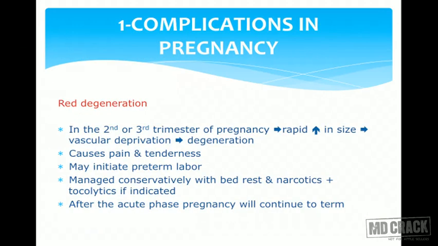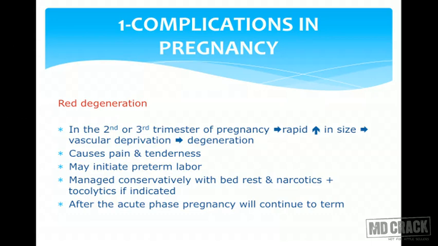Now, what are the complications of fibroids? In pregnancy, as we have already seen before, red degeneration. In pregnancy, red degeneration is very commonly seen in fibroids, usually in the second or third trimester, but mid-pregnancy, this complication is seen. There is rapid increase in the size of the fibroid, and then there is vascular deprivation or maybe thrombosis, and that leads to ischemia, necrosis and degeneration.